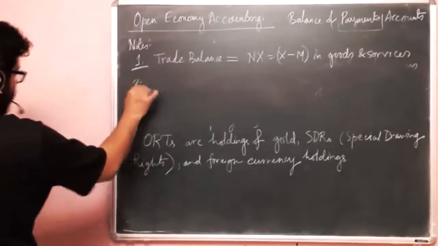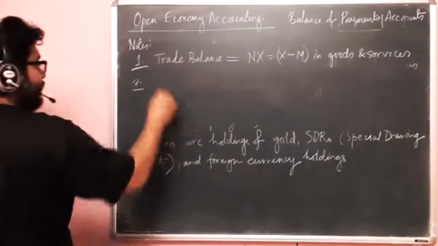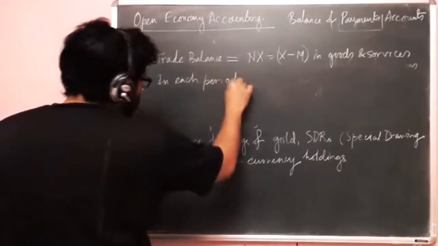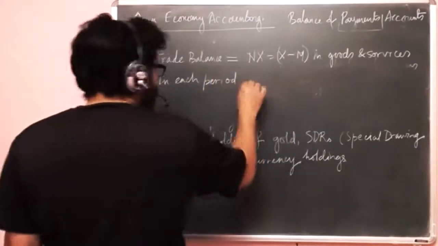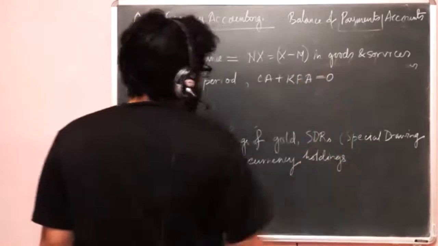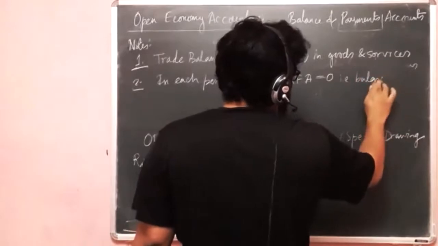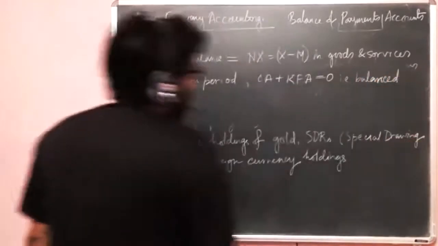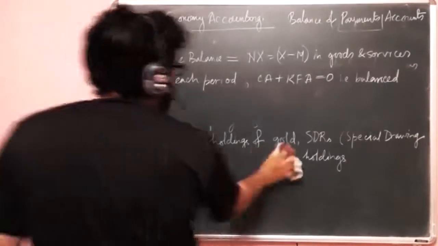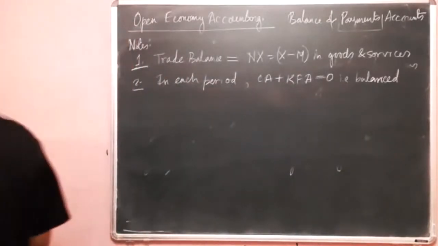Okay, then comes number two. In each period, as we said, they must balance out. So in each period, CA plus KFA is equal to 0. That is balance. CA is basically the current account, and KFA is the capital or financial account. We use K from the German spelling of capital.